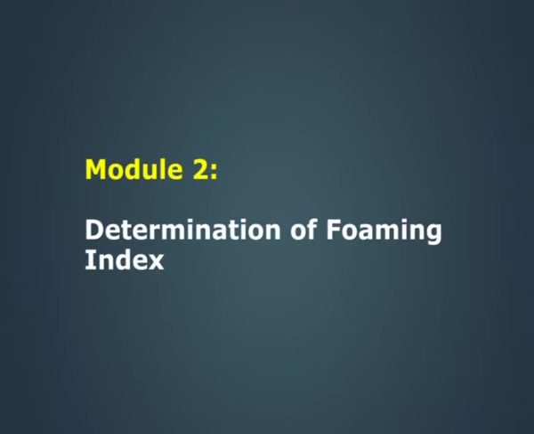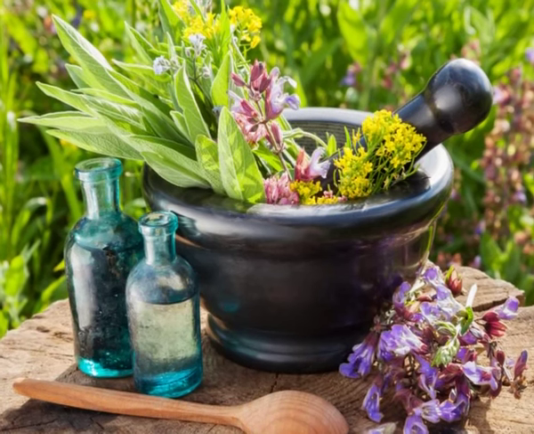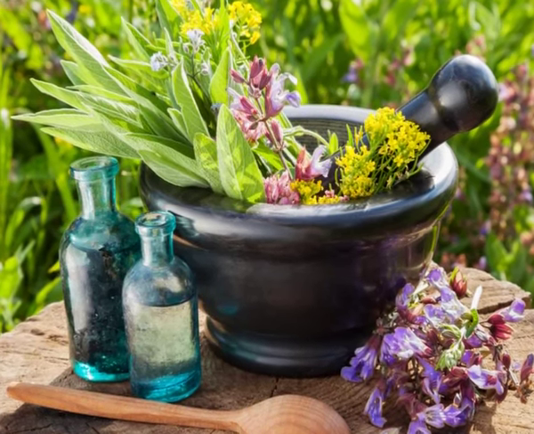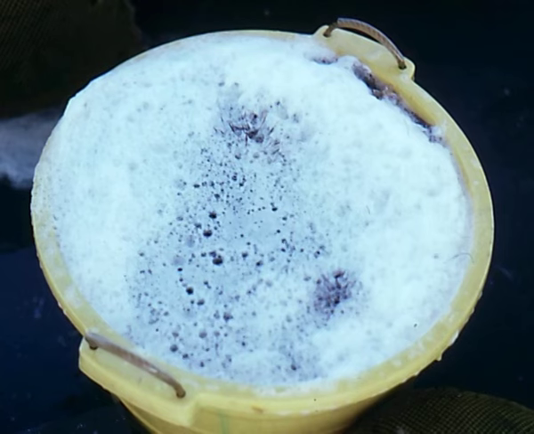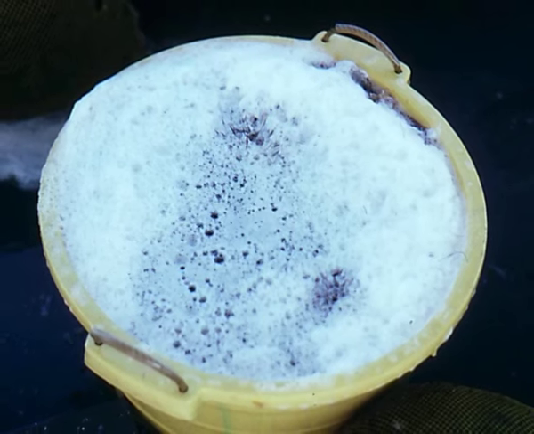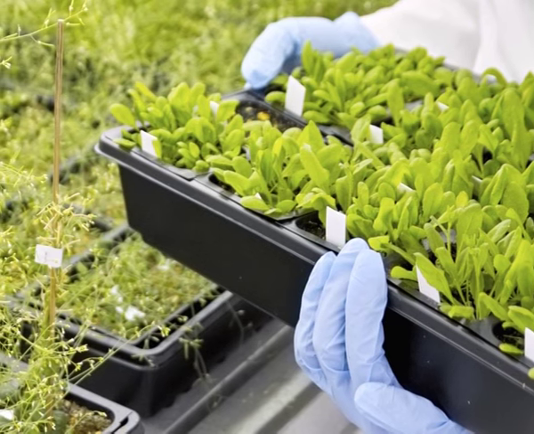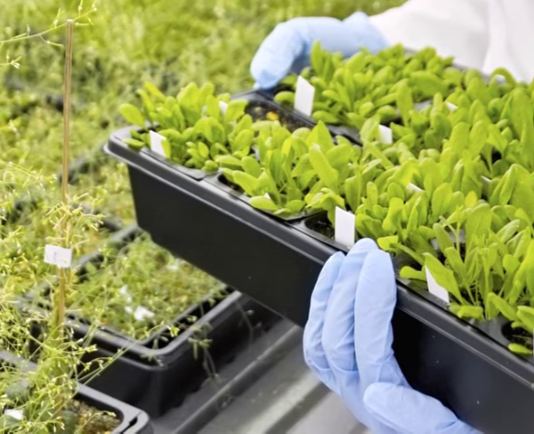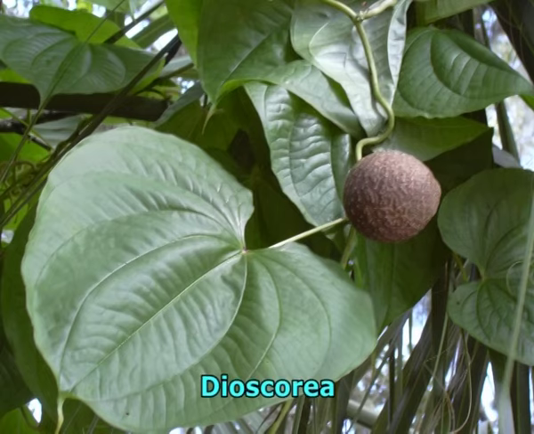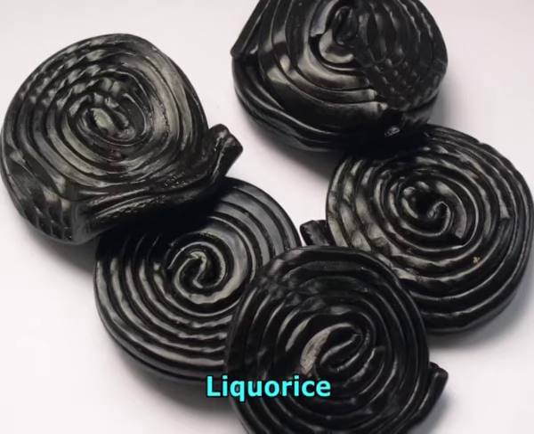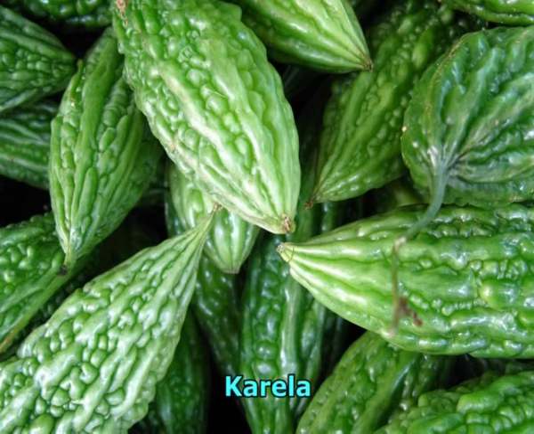Module 2. Determination of foaming index. Many medicinal plant materials containing saponins can cause a persistent foam when an aqueous decoction is shaken. A considerable number of plants have saponin as active, commercially important constituent. Ginseng, Dioscorea, licorice, Brahmi, Karela, etc.